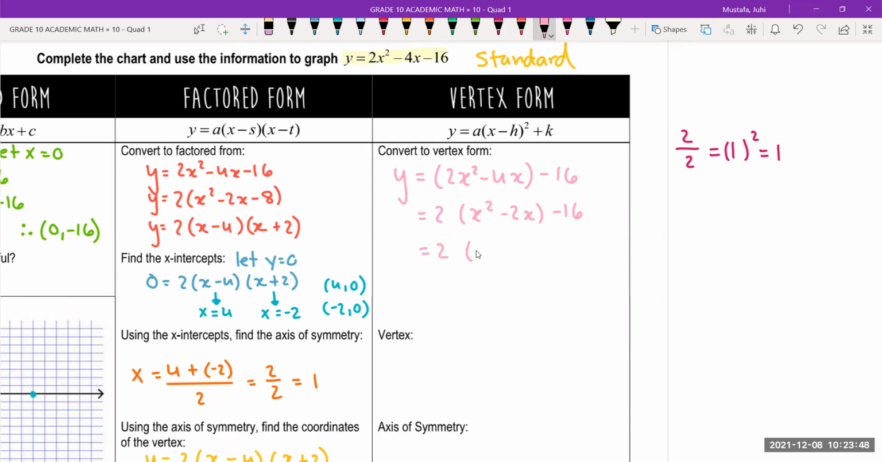Okay, so now inside the bracket, I am going to add this number. So it's going to be plus 1. Outside the bracket, I'm going to subtract it. I'm going to put big square brackets around everything, and my constant is still going to stay outside.